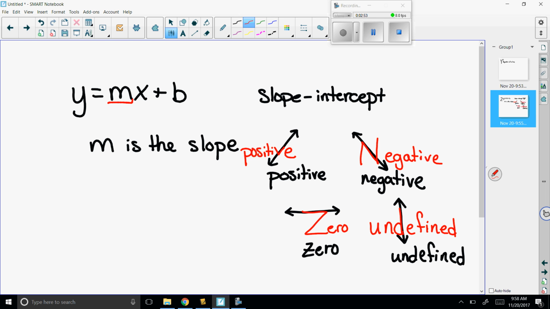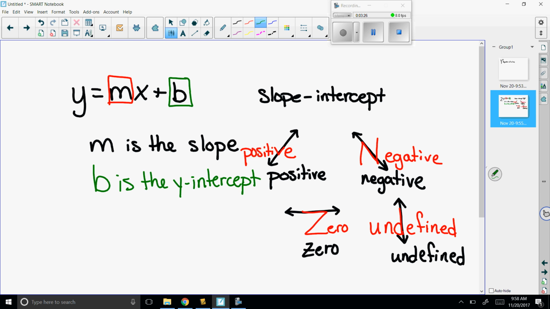So m is going to have a number in the equation, and that number is going to be your slope. But I also have to replace b with a value. And what is b? The y-intercept. m is the slope, and b is the y-intercept. And what do we mean when we say y-intercept? Where it crosses the y-axis.